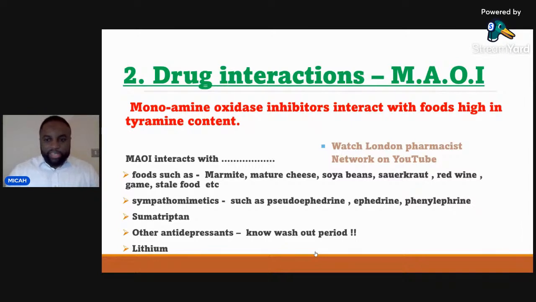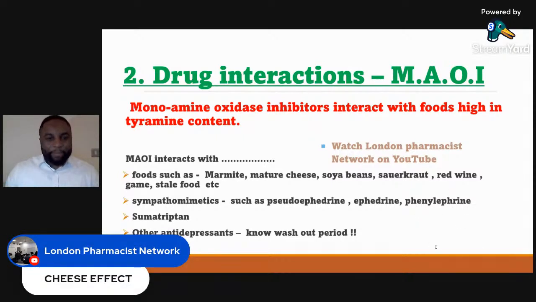What we need to remember is the cheese effect. Remember, at university, you were taught about the cheese effect. The cheese effect is also known as hypertensive crisis, because if a patient has any food substance at the same time as a monoamine oxidase inhibitor, that can literally increase their blood pressure tremendously. So that cheese effect is known as hypertensive crisis, because the interaction between monoamine oxidase inhibitors and certain food substances containing high levels of tyramine can increase a patient's blood pressure tremendously.